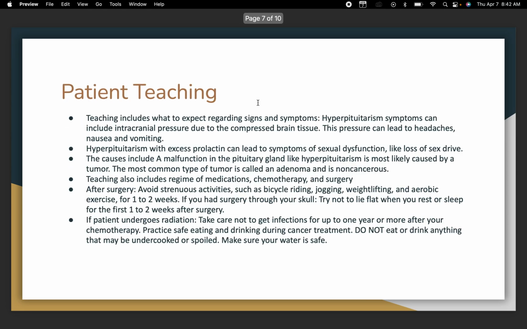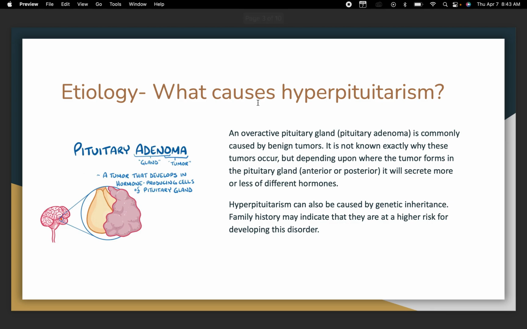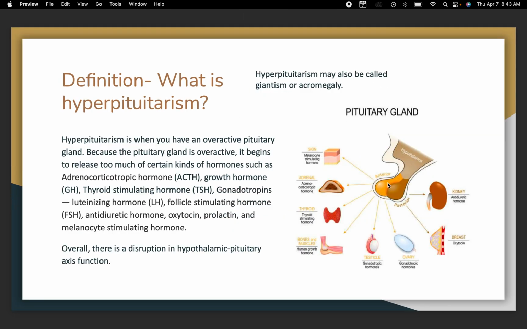So hyperpituitarism is an overactive pituitary gland. It's caused by a pituitary adenoma, which is a benign tumor. And depending on where it forms, in the anterior or the posterior pituitary gland, we're going to see different changes. Each hormone affects a different part of the body.